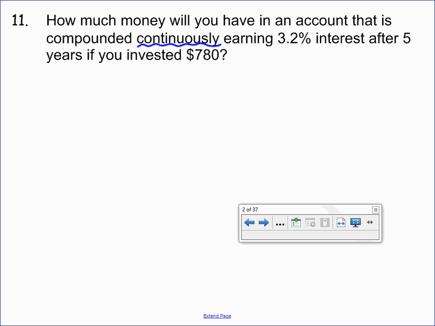Continuously authorizes the use of our A-PERT formula. Our amount A is given by a principal investment multiplied by the number e raised to the rt, where r is my interest rate as a decimal, just like before, and time t is the term of my loan or investment in years. Let's do it. So we'll go ahead and figure out my amount A.